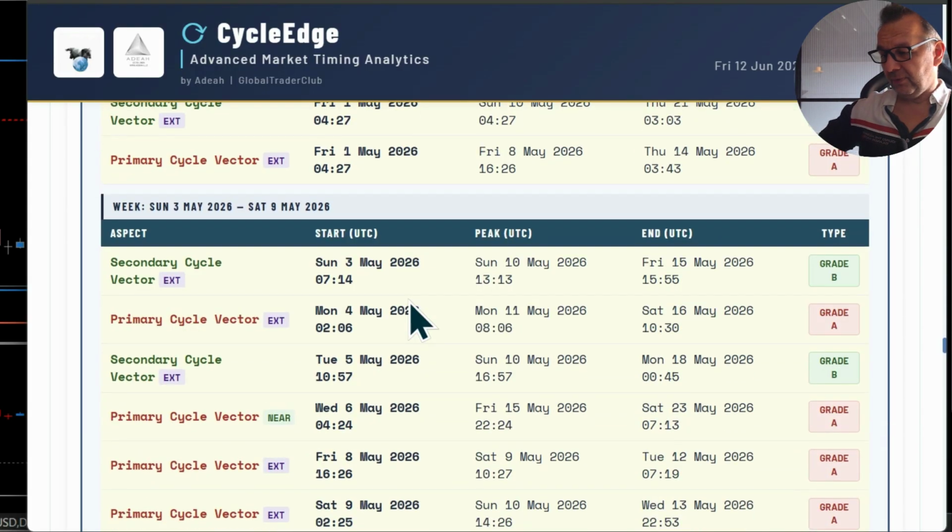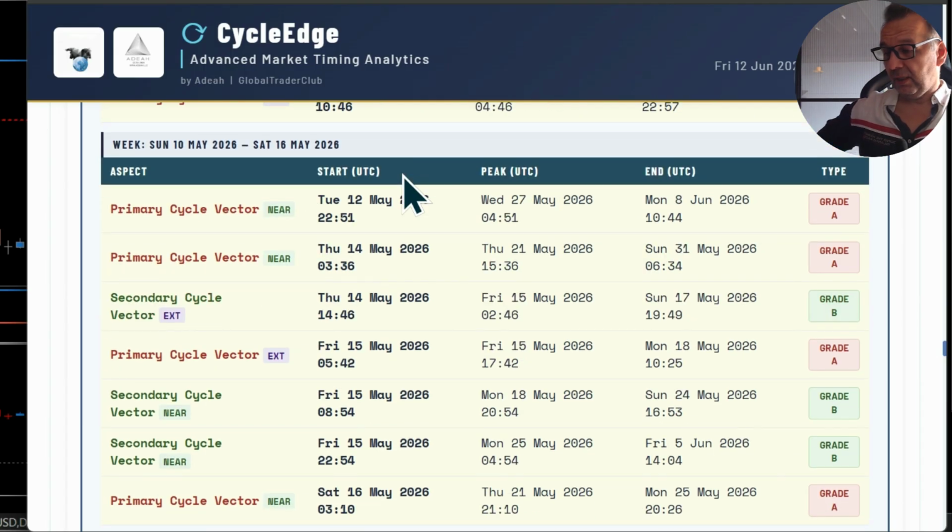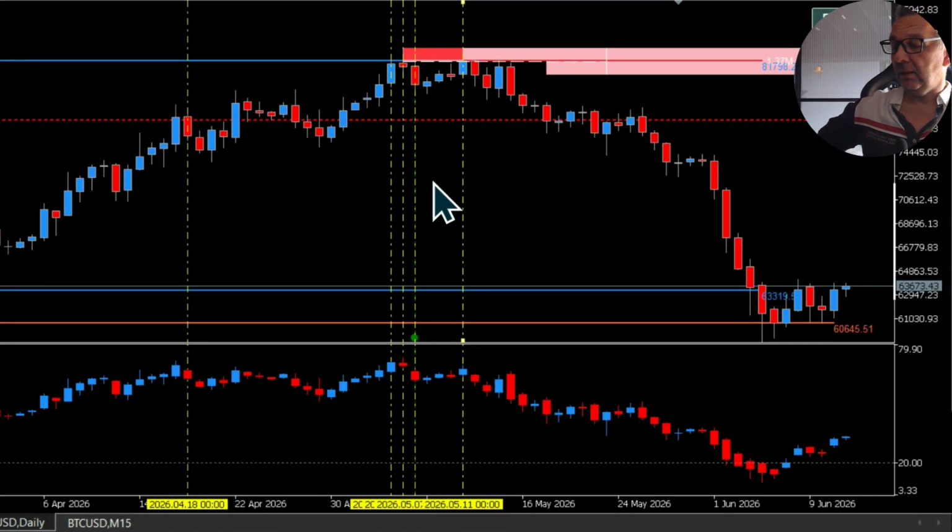These are April. Also, look, we've got starting on 8, 9, 8 May. So here we have 12th of May, primary cycle vector, and it starts. All right, it's going to peak on the 27th of May. So 12, 14, 15. So those are primary cycles, 12 and 14 May.